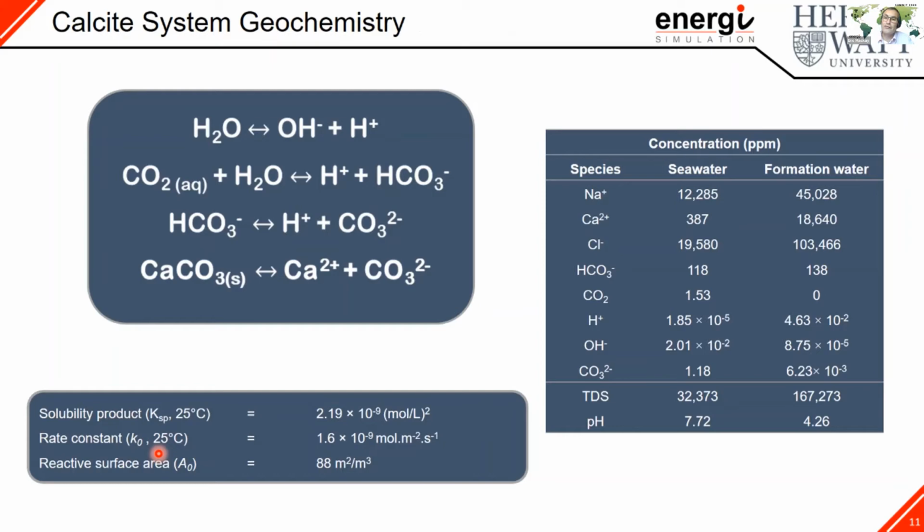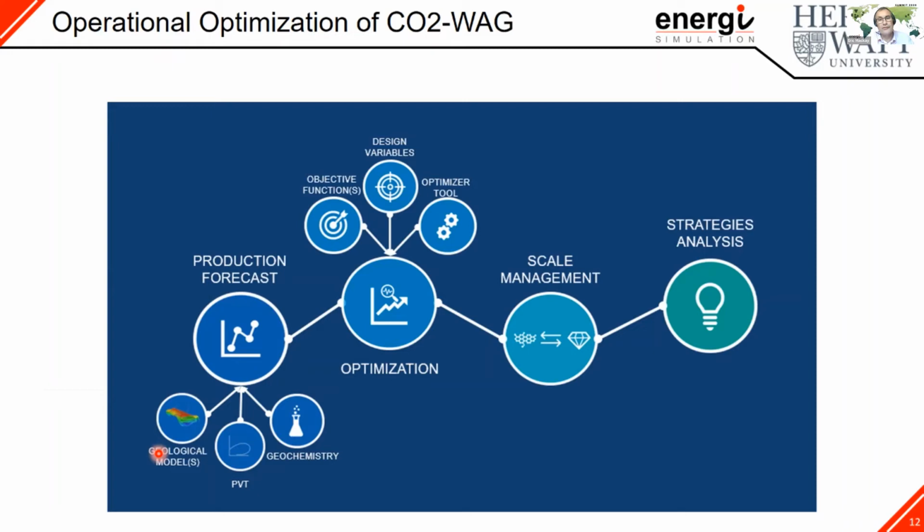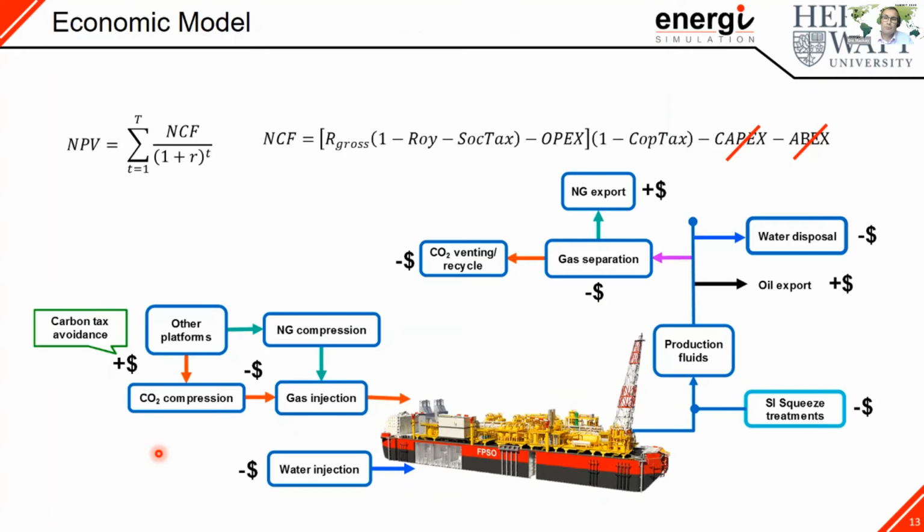So the next step then is the optimization, not yet looking at scale management, but performing a fairly standard NPV type of calculation here, trying to take account of the various positive and negative factors in this. So obviously there's export of hydrocarbons, which generates income, but also avoidance of the carbon tax on the far left is another positive in the equation that is included. And then there are various costs associated with compression, with water injection, and with water separation and treatment at the other end of the process.